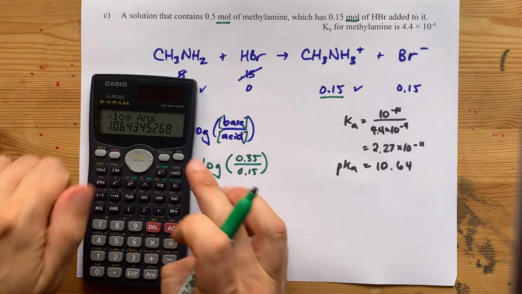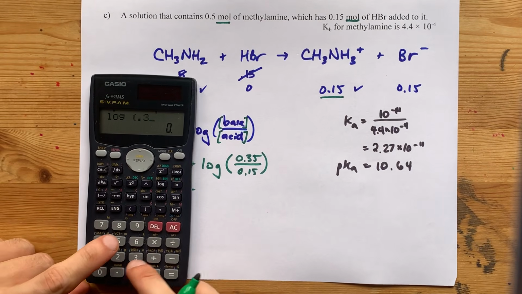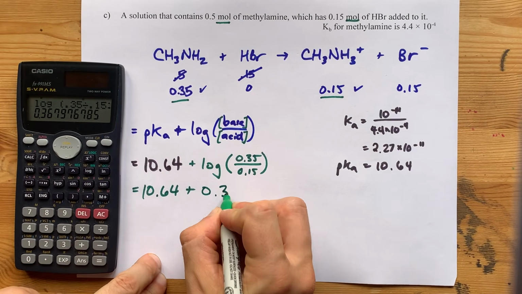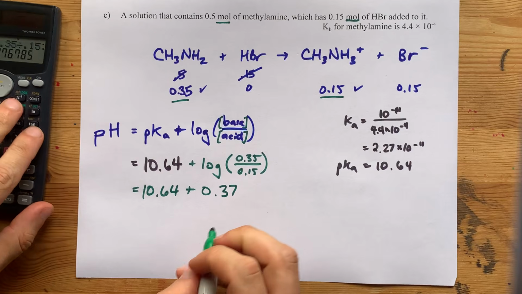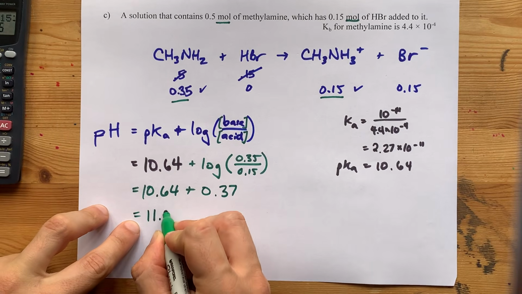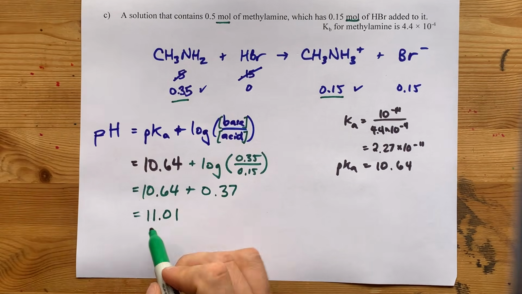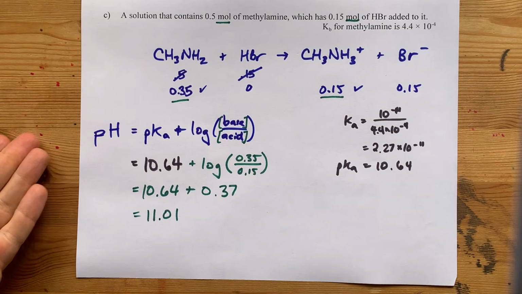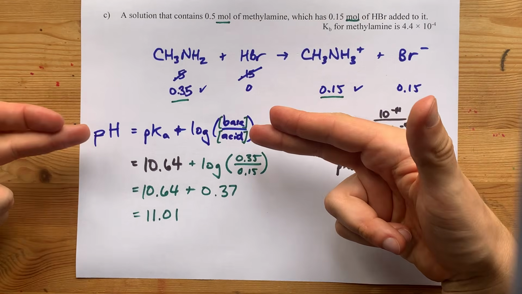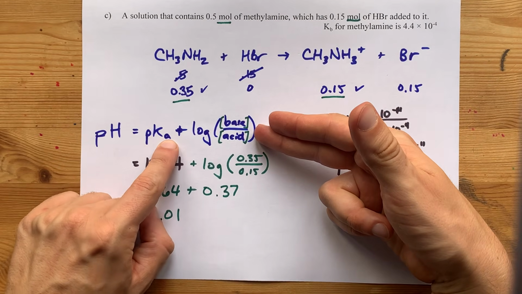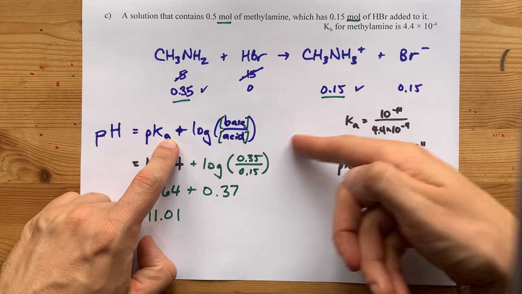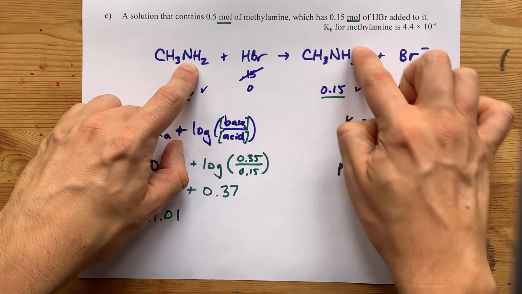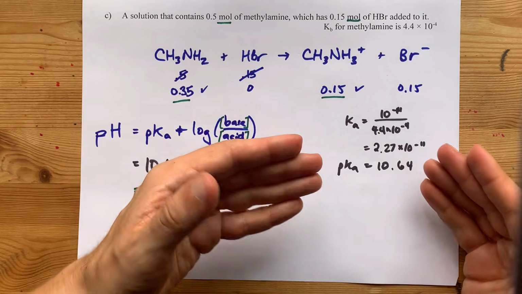10.64 plus log of 0.35 divided by 0.15, that's 0.37. When I add those two together, I get 11.01, a very basic pH, as I expected. Great. Even though I use the Henderson-Hasselbalch equation that looks like it's meant for acids, it still worked here because I converted the Kb for the base into pKa properly.